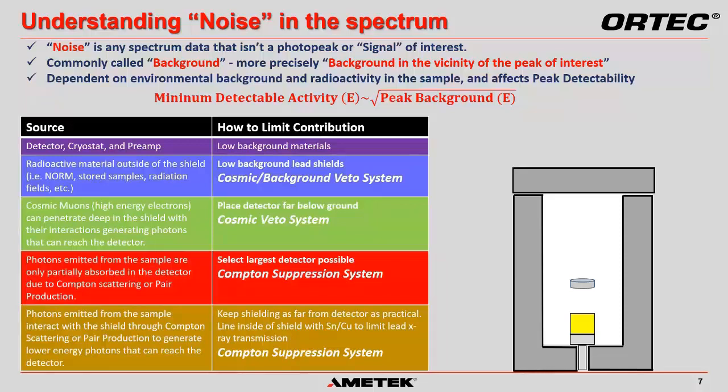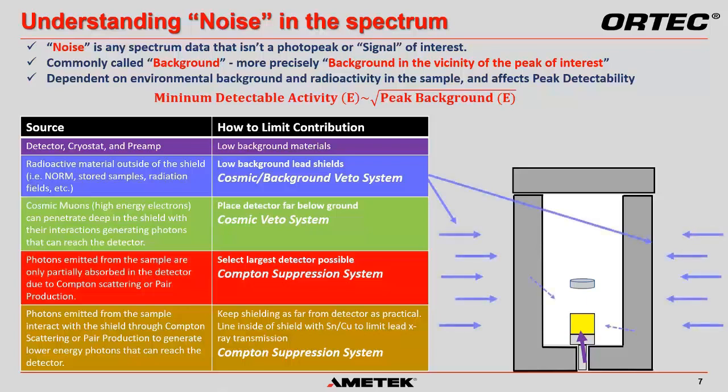One source is the detector itself, which can contain small amounts of radioactivity. This contribution can be minimized by using low background materials in the construction of the detector. Radioactive material in the vicinity of the detector, such as naturally occurring radioactive material, stored samples, and radiation fields from operations in a nuclear plant, can also increase the background. Low background shielding is very effective at reducing this contribution, but cosmic and background veto systems can also help.